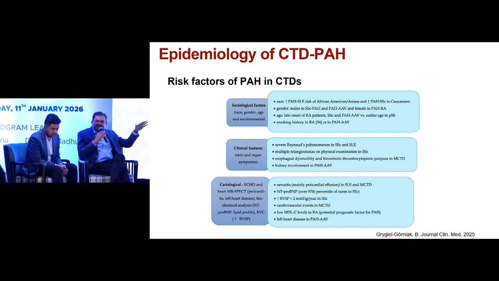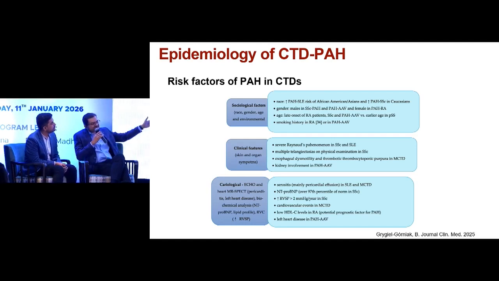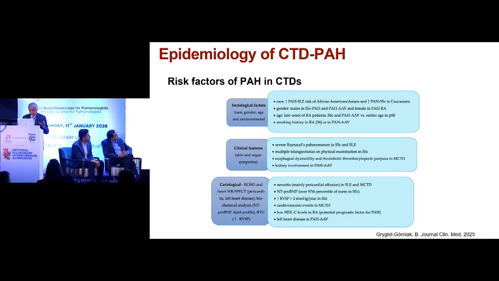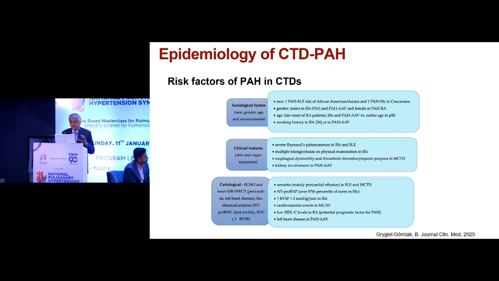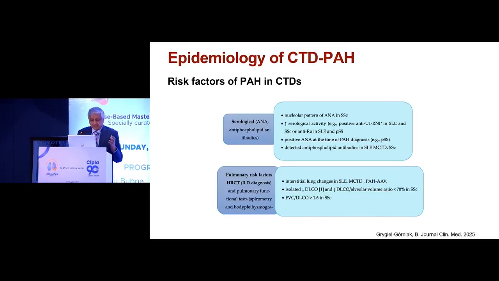Anticentromere antibody definitely, with the telangiectasia in limited cutaneous scleroderma, is a risk factor. Anticentromere is one of the strong risk factors. So just to give you an idea, if you have clinical features like severe Raynaud's phenomena, multiple telangiectasia, or a high NT-proBNP, these are markers which may give you a suspicion that you are dealing with some degree of heart involvement or vasculopathy. Then of course we have serological markers which were already discussed, anti-U1RNP, anti-Ro, and pulmonary risk factors which may be present.